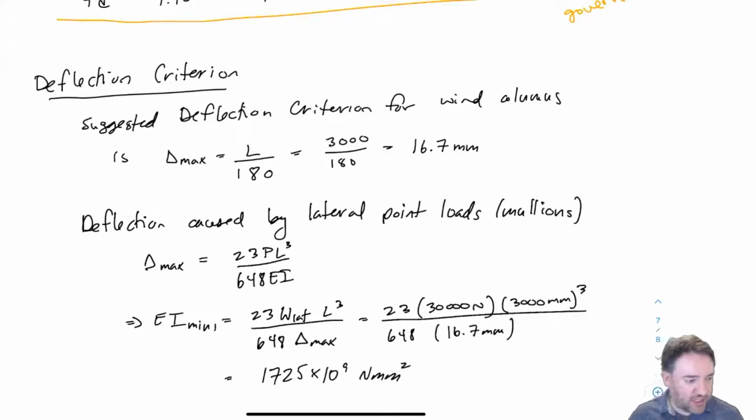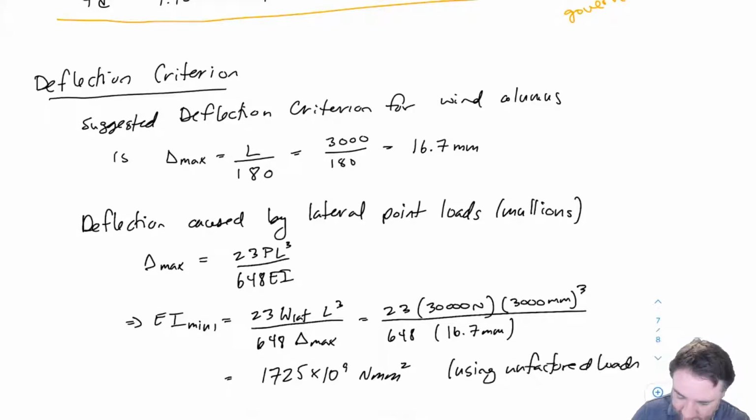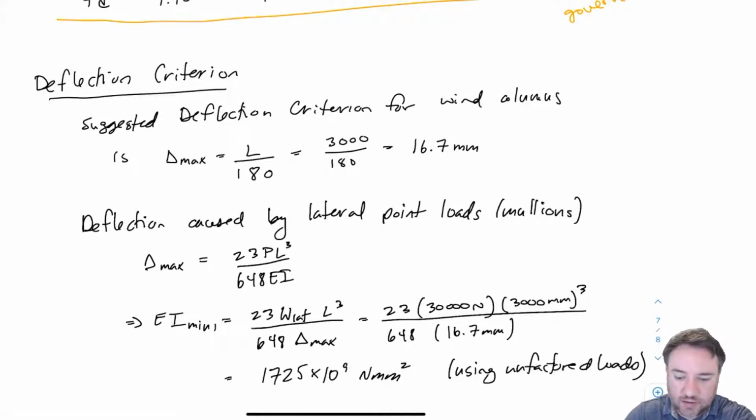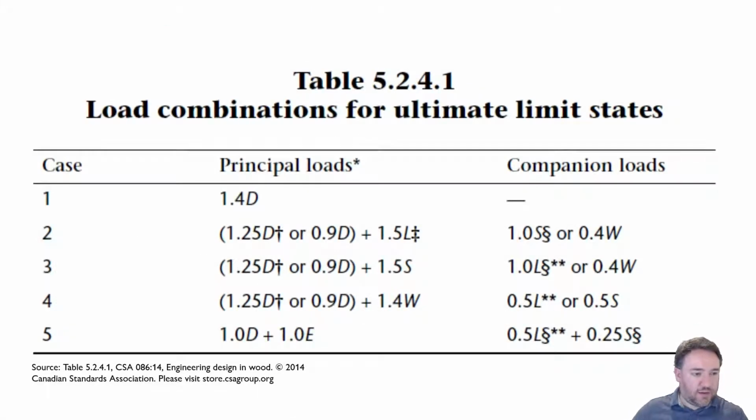And so I get 1,725 times 10 to the 9 Newton millimeters squared. And don't forget that this is using the unfactored loads. So what do we get for the effect of the vertical load times the eccentricity causing bending?